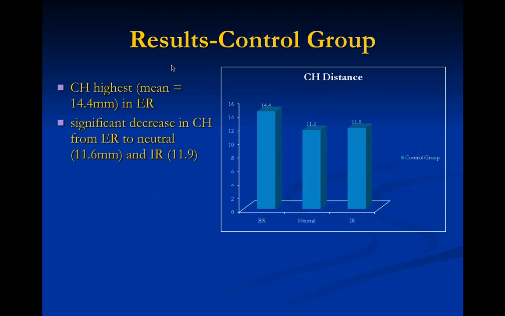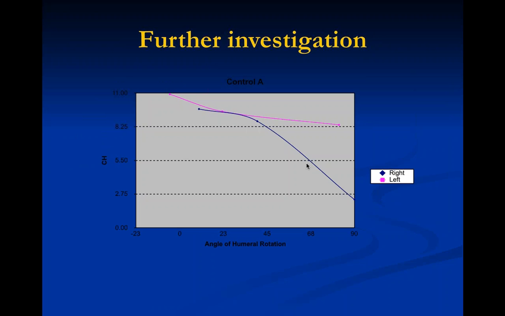Now, when we looked at a control group, what we found is quite a few patients were in external rotation, but still quite a few were in neutral and internal rotation. And when we measured the difference, we found there was a much larger distance in external rotation, and it became narrower in neutral and internal rotation.